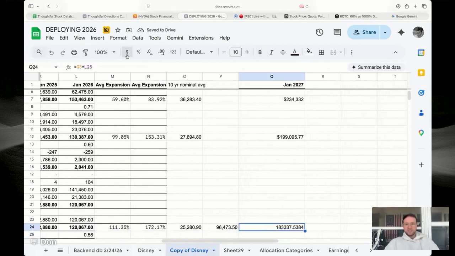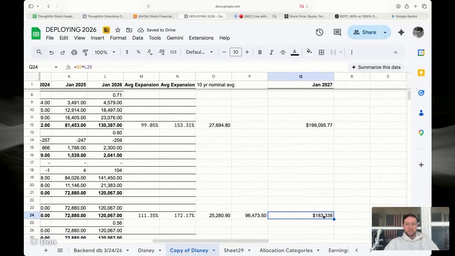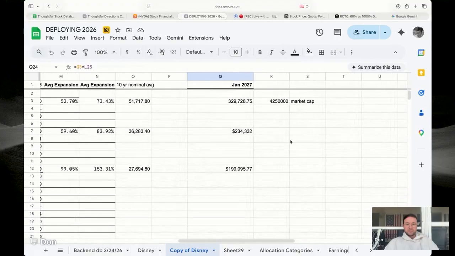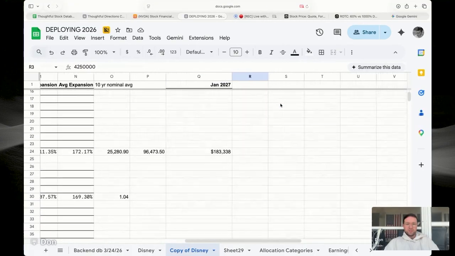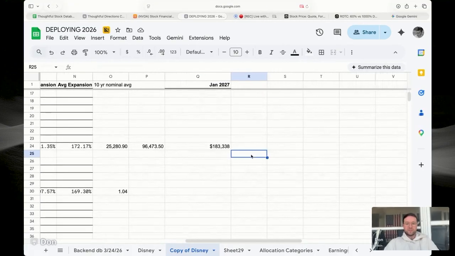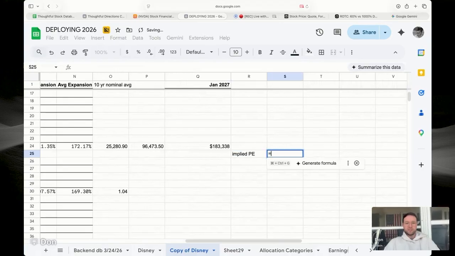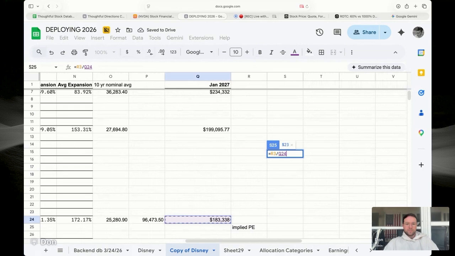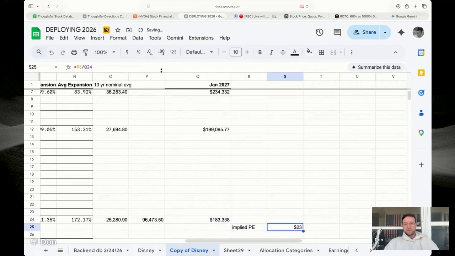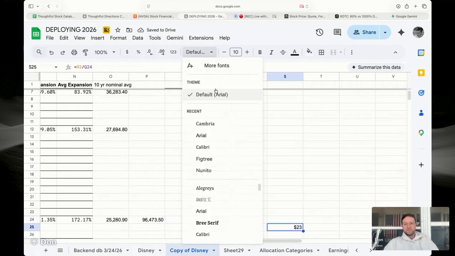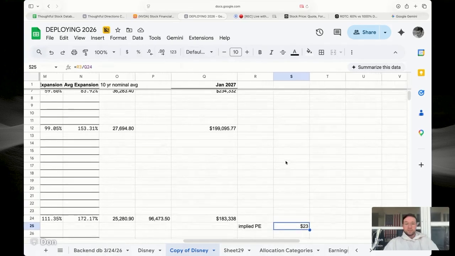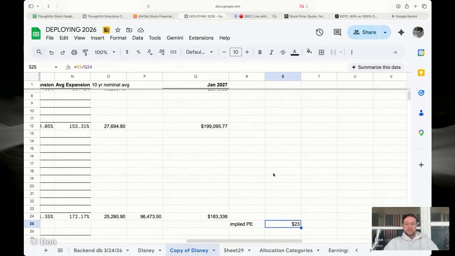All right, so I'd say probably middle case, it makes $183 billion of profit next year, which at its current 4.25 market cap would be an implied PE of 23, which is still a lot, but it's good. Let's do that exercise once more.